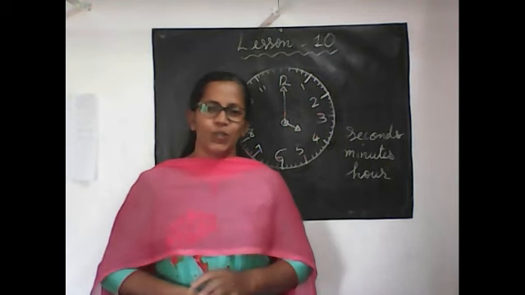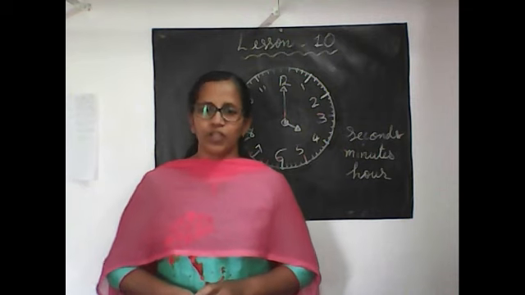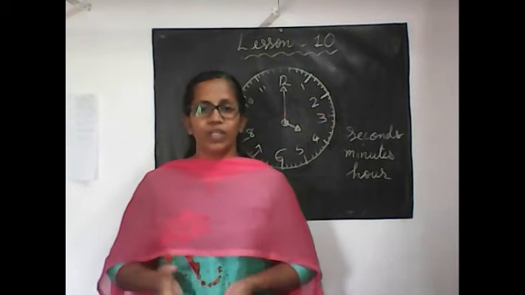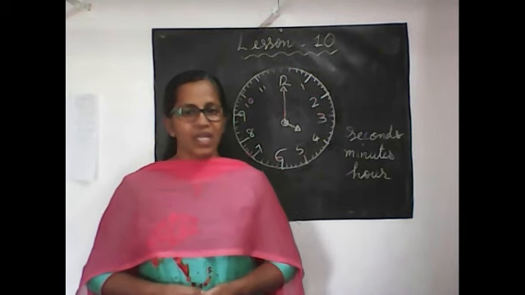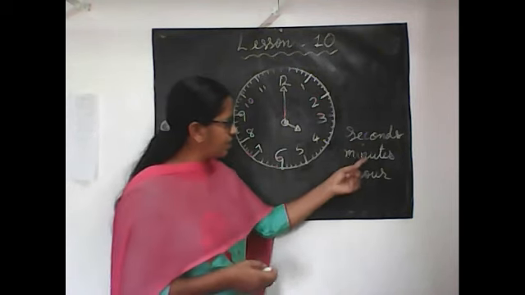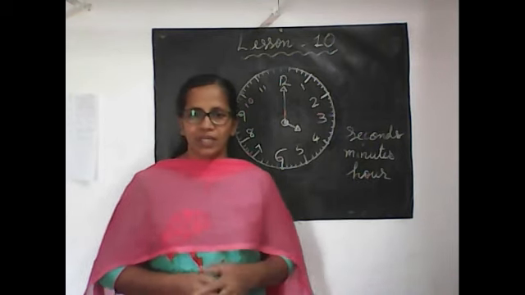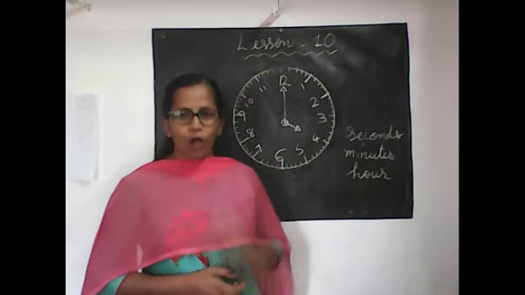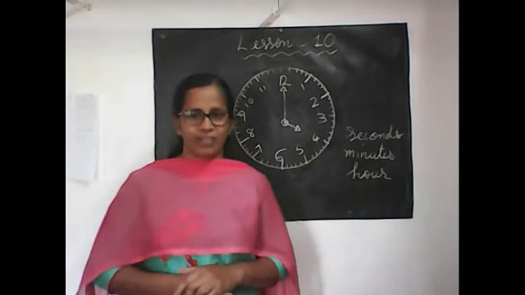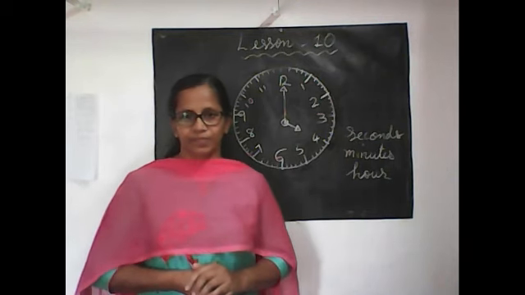Okay, so today our lesson is about time. For that, first we need to know the units of measuring time. We basically use 3 units, that is seconds, minutes and hour. These are the basic units to measure or represent time. And a clock is used to measure time.